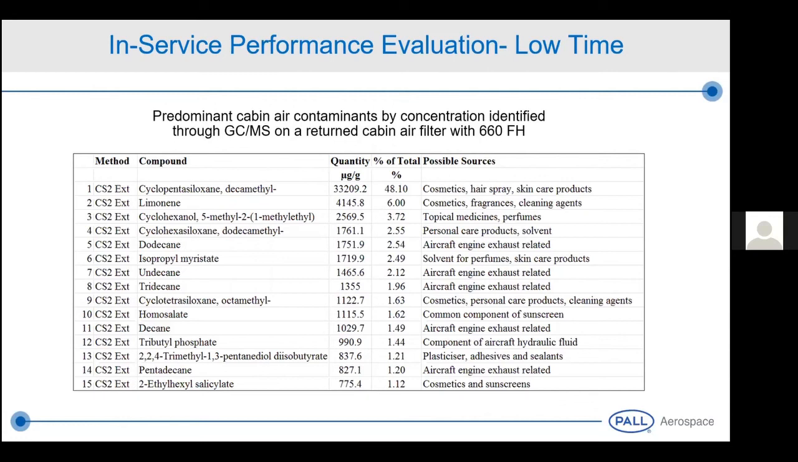And having analyzed a lot of filters to date, we see this trend. We see that most of the time, the bulk of the compounds absorbed by these recirculation filters are compounds that are generated within the cabin. So we see a lot of siloxanes, we see a lot of dodecaine, most of them coming from cosmetics, hairspray and clean products, personal care products. But we also see compounds like dodecaine or TBP, tributyl phosphate, or toluene, which can be associated with aircraft engine exhaust, plasticizer, type of contaminants that are most probably coming from outside of the cabin. They're not generated inside the cabin.